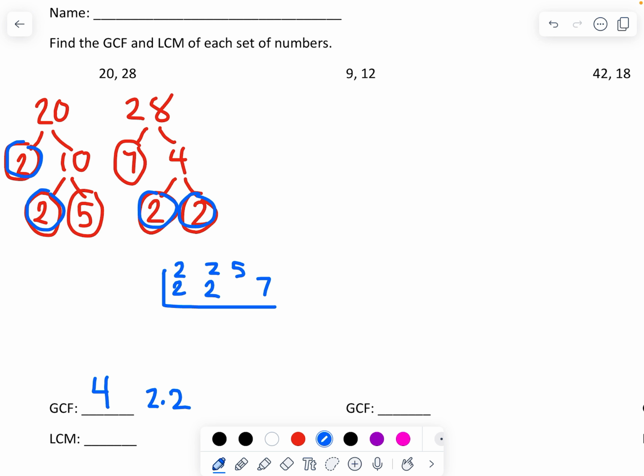Now I want 1 from each column. So I'm going to have 2, 2, 5, and 7. And those are the numbers that I'm going to multiply to get my LCM. Now you can multiply them in any order you want. So I'm going to do 7 times 5 first, and I get 35. And then 35 times 2 is 70, and then 70 times 2 is 140. Remember, you can multiply those in any order, so if you wanted to do 2 times 2 is 4, and then do 4 times 35, you could have. Okay. So our GCF would be 4, our LCM would be 140.